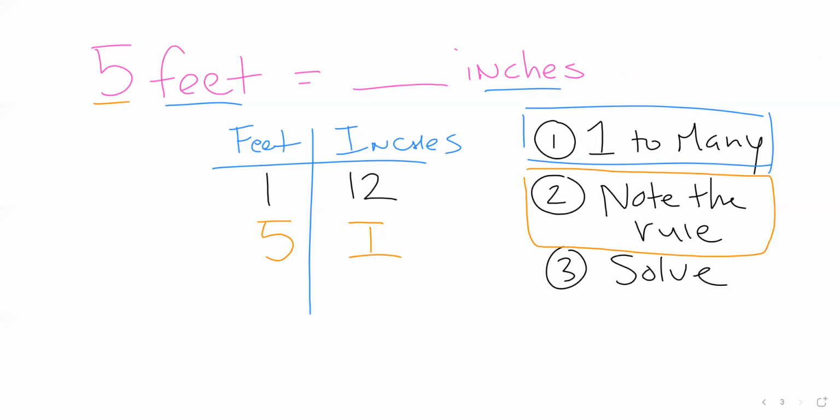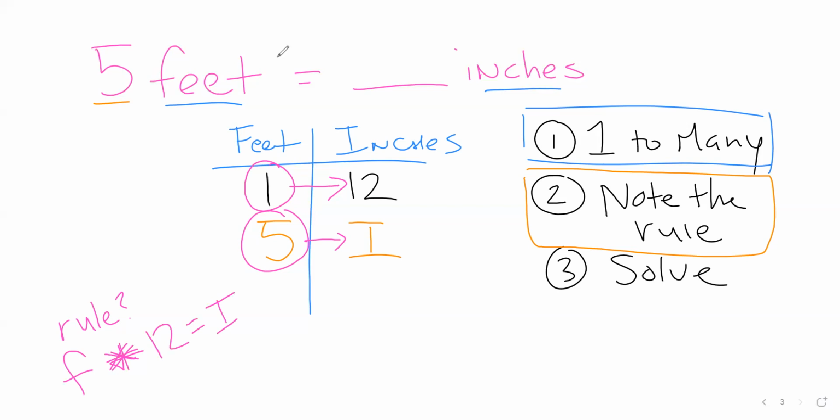What we realize here is that we are starting with feet and we want inches. So if I go up to my one to many, I'm going to say, okay, well, I'm starting with 1 and I'm going to 12. Well, okay, then what's my rule? I know I'm getting bigger. And so that means I need to be multiplying because I'm doing units here. 1 foot, 12 inches. If I had 2 feet, I'd have 24 inches. So I realize what's happening here is if I take my feet and I multiply it by 12, I'm going to get my inches.